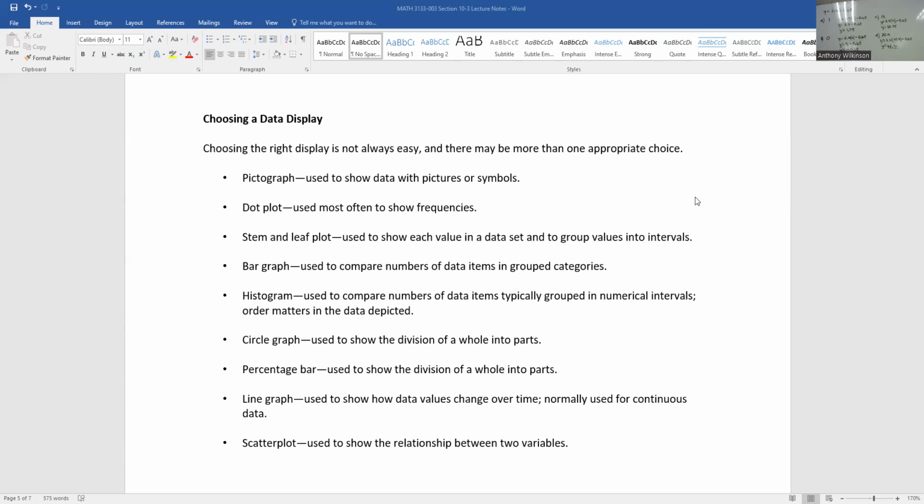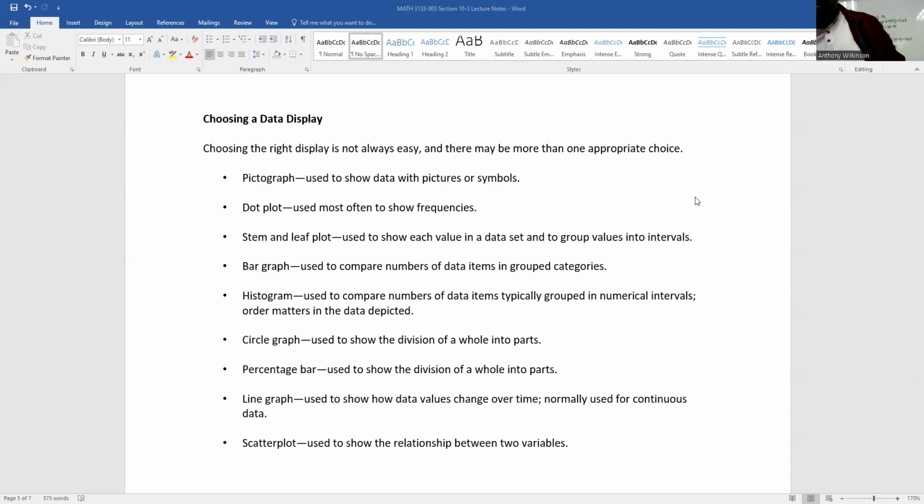A circle graph is used to show division of a whole into parts. But again, probably that wouldn't be recommended according to a graphic designer because of how much ink it would take. Also the percentage bar is used to divide a whole into parts. A line graph shows data values changing over time, and that's usually for continuous data. And the scatter plot is used to show the relationship between two variables.